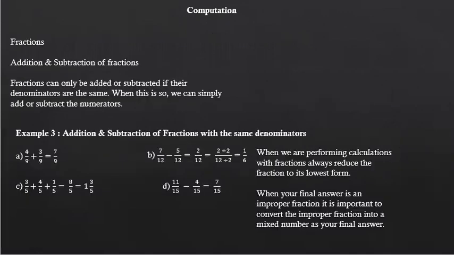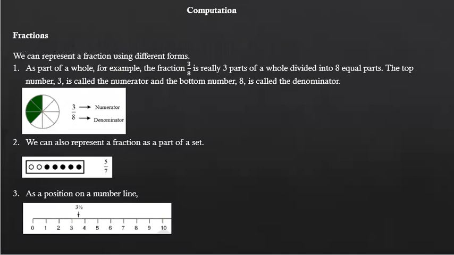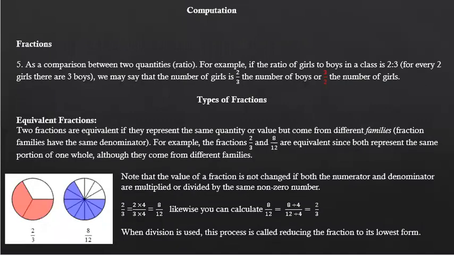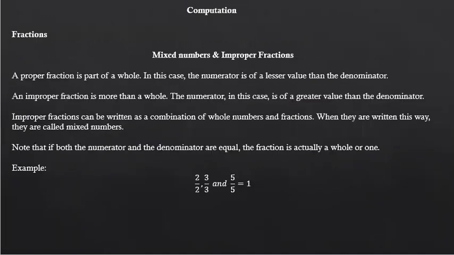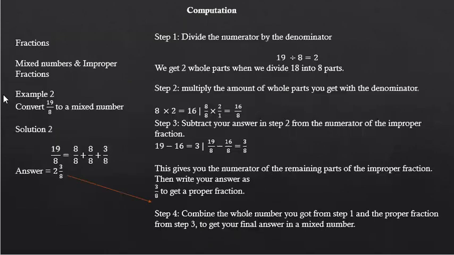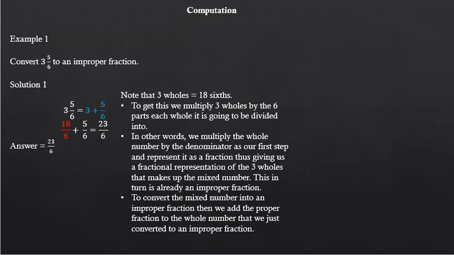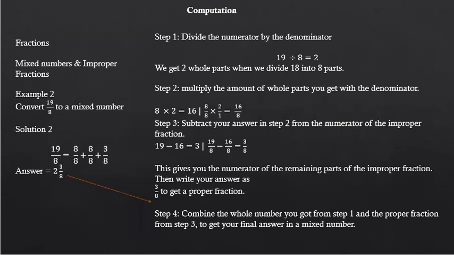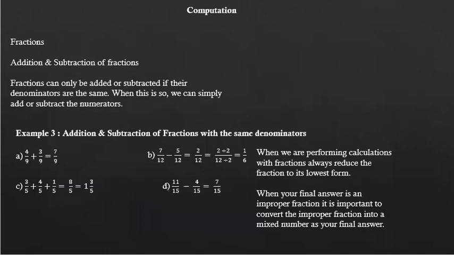Last class, just a quick recap. We started our topic on fractions. We did different types of fractions. So we have equivalent fractions. We also had mixed numbers and improper fractions. We basically learned how to convert a mixed number to an improper fraction and an improper fraction to a mixed number, right? So these are just the examples here with the steps. And we started addition and subtraction of fractions, right? So we are just gonna continue with that in today's class.